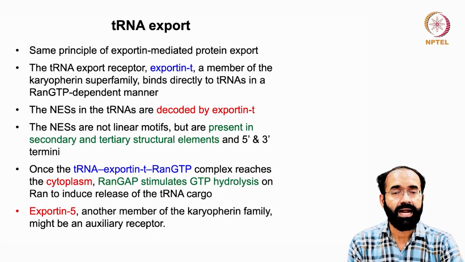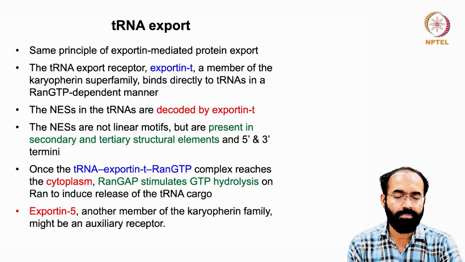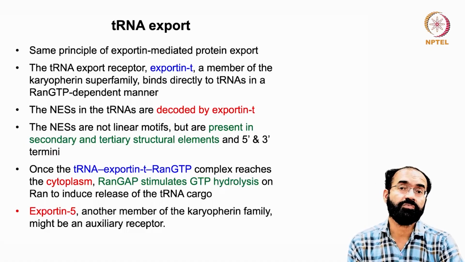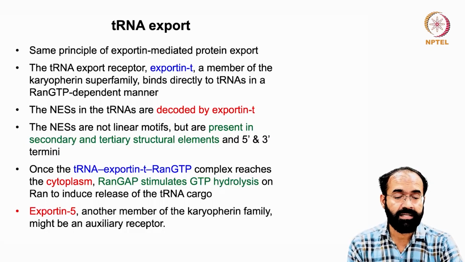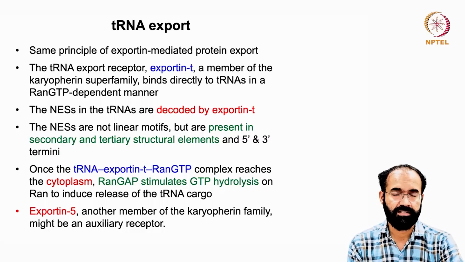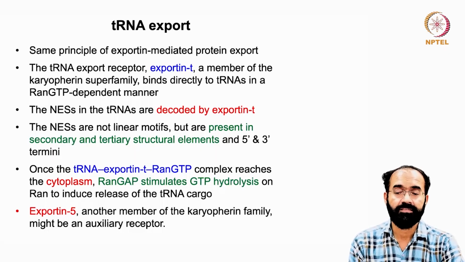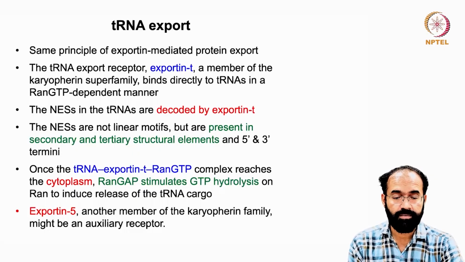Another one, exportin 5, is a member of the karyopherin family, and it can act as an auxiliary receptor. That means it is supportive in function. Sometimes in some tissue, if exportin T is not available or abundant, or is not functional enough, then the auxiliary receptor, just like a personal assistant, steps in. A personal assistant cannot replace you, but can enhance your efficiency. So exportin 5 can act as an auxiliary receptor.